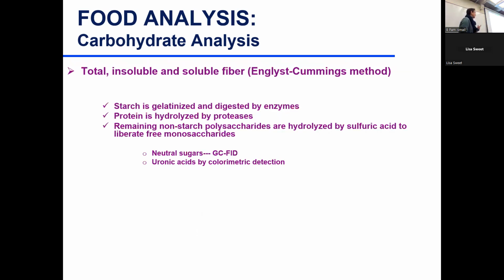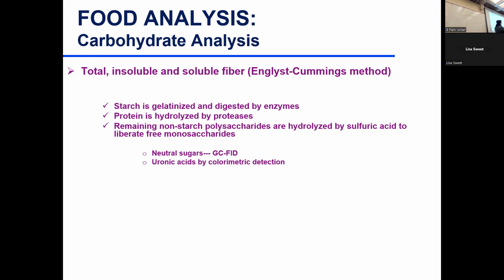Now, if you want to identify what type of dietary fibers you have, do you have pectins, hemicelluloses, celluloses, lignins? In order to identify, you get your insoluble and soluble, and then you break down glycosidic bonds to basically get neutral sugars and then uronic acid from pectin. Pectin is galacturonic acids. So you cannot determine that by GC, we do colorimetric detection.